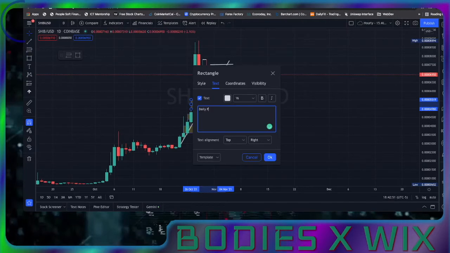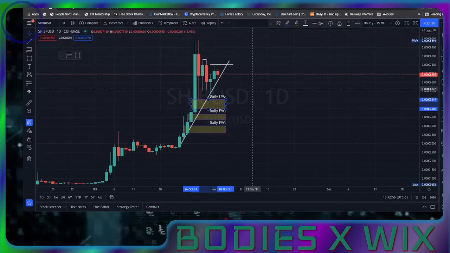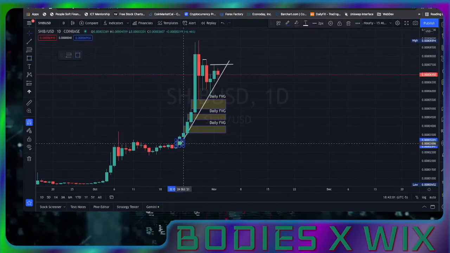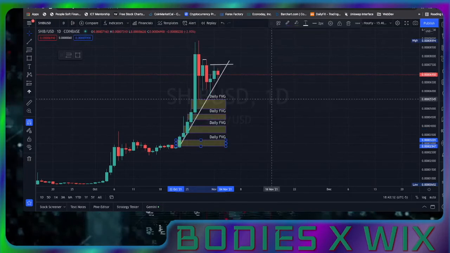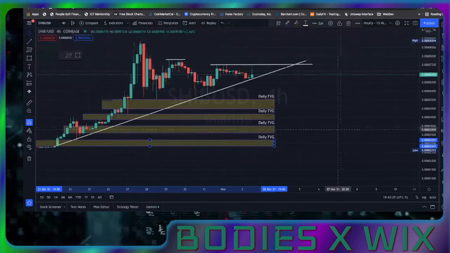It's not to say it's going to fall back to these things, but as I've mentioned, fair value gaps act as magnets. The price is attracted to them, and then as soon as they reach within them, then boom, they just release automatically. All right, so there's the daily. Let's jump down to the 4 hour. Let's see what we got.